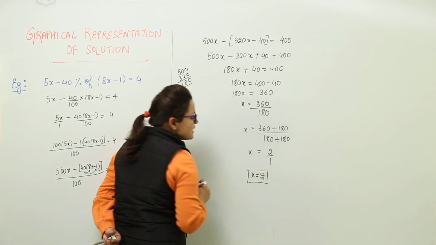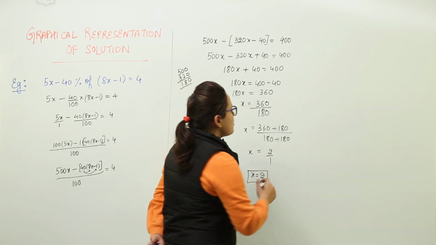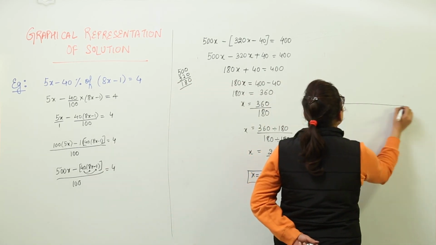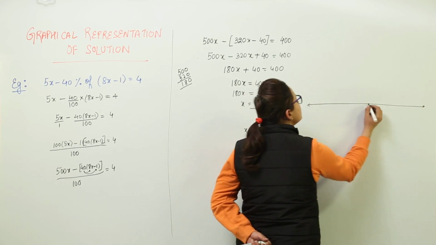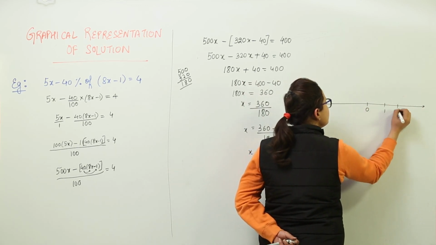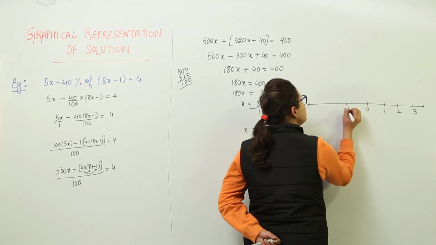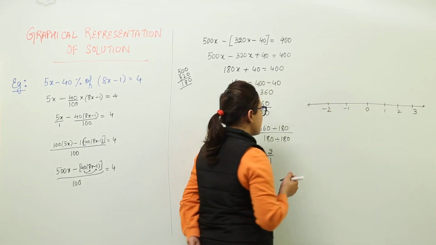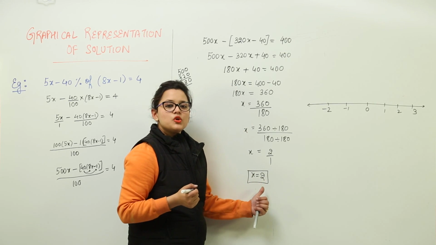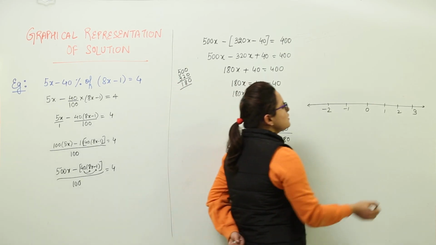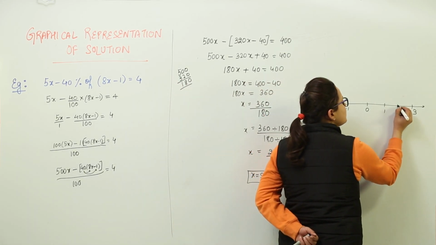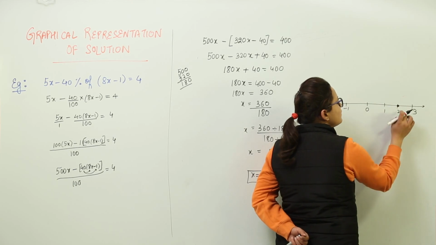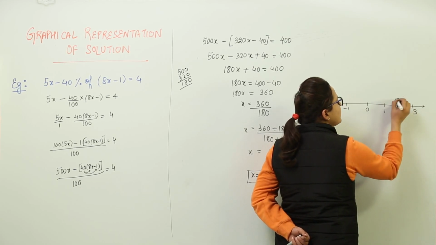Now this can be represented in the form of a graph. How is the graph made? We make the number line that we have learned, that is 0, positive numbers to the right hand side and negative numbers to the left hand side. We have to represent x is equal to 2. So we will mark the place where the x axis is having the value of 2 and highlight that.